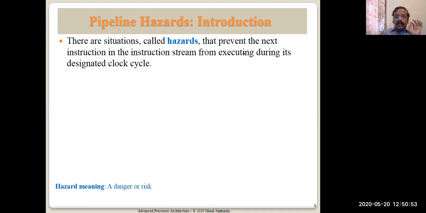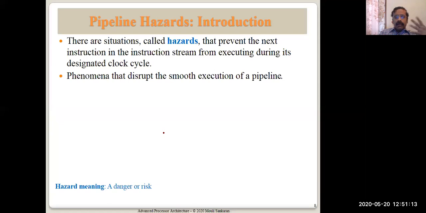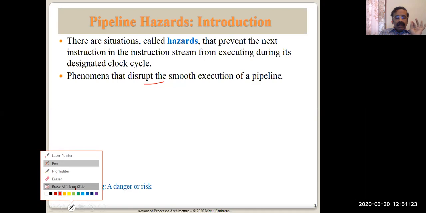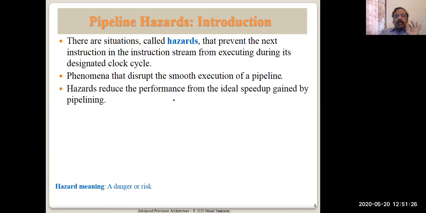So there are hazard situations that prevent the next instruction in the instruction stream from executing during its designated clock cycle. It is supposed to be doing something. We have split the pipeline, so we are preventing some other instruction in the pipeline from doing its job because it has a dependency on the previous one. I have explained this earlier, and we'll see it again now. This phenomenon disturbs the smooth execution of the pipeline. The pipeline cannot move forward smoothly. Hazards reduce the performance. Now, if there is a hazard, you cannot prevent it.